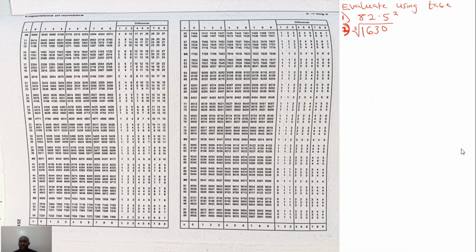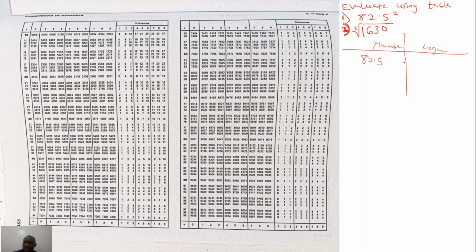Let's look at another example. They say evaluate using table. Let's start with question number 1: 82.5 squared. How are we going to do it? Let's draw our table. Let's say this is the number and this is the logarithm. The first that we want to deal with is 82.5. Let's first of all find the logarithm of 82.5.